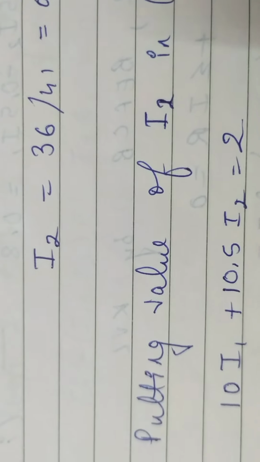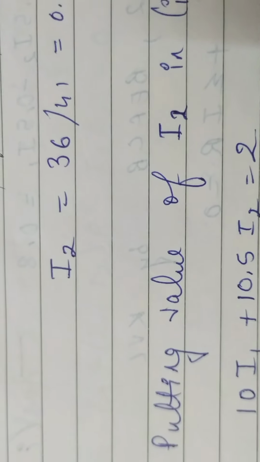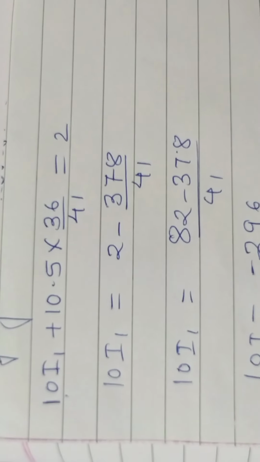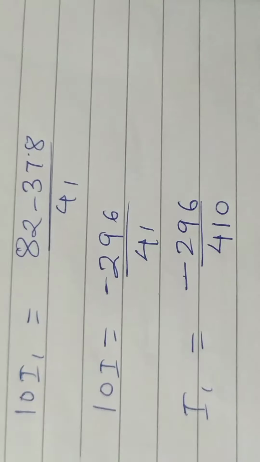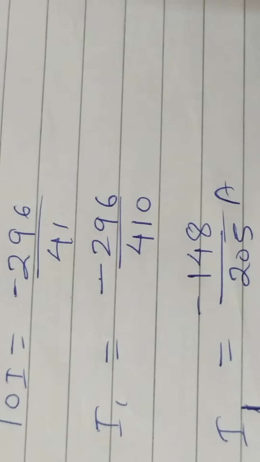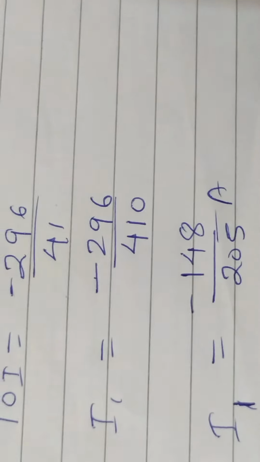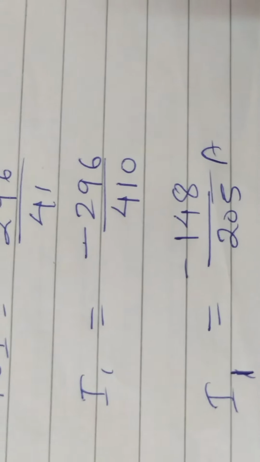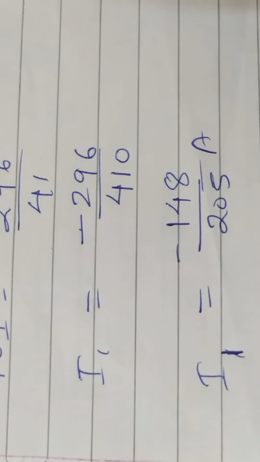This value we keep in equation number 2. Equation number 2 is 10 I1 plus 10.5 I2 equals 2. Here I2 is replaced with 36 by 41. When we simplify it, the value of I1 comes with minus sign. Finally it comes minus 148 upon 205 ampere. This minus sign indicates that the direction which we have taken in the diagram is incorrect. In fact, the current is flowing in the opposite direction.